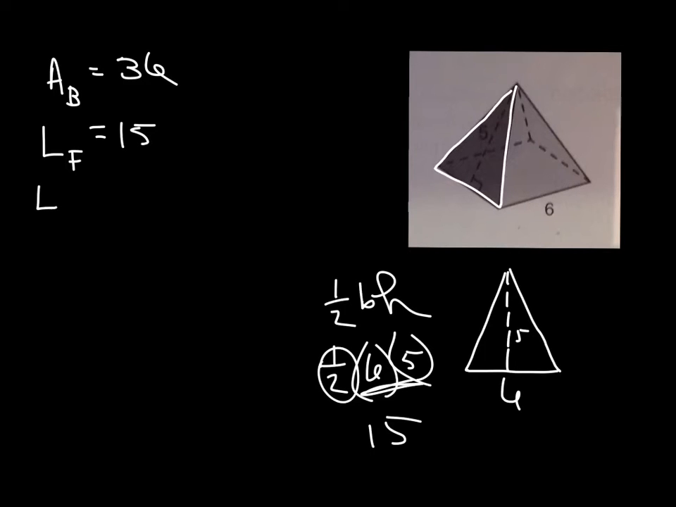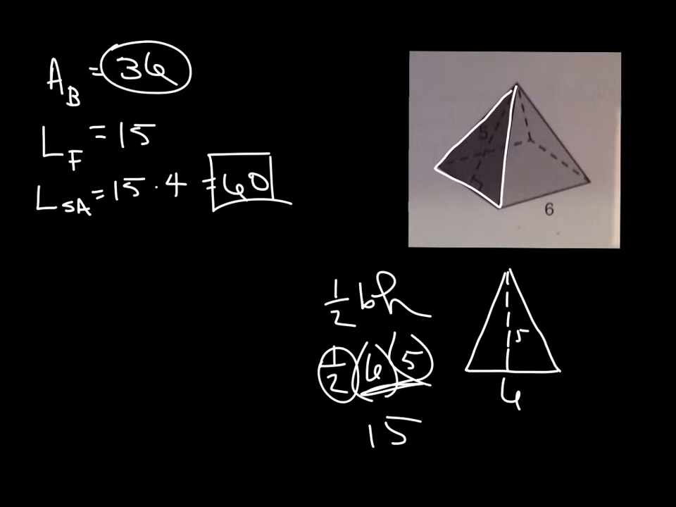And my lateral surface area then would be 15 times 4 of them would be 60. So the area of the base is 36, my lateral surface area is 60. I add those two up and I get 96. In this case we're in centimeters. We get 96 square centimeters then for the area. Alright, let's look at area of cones and then we'll be done.